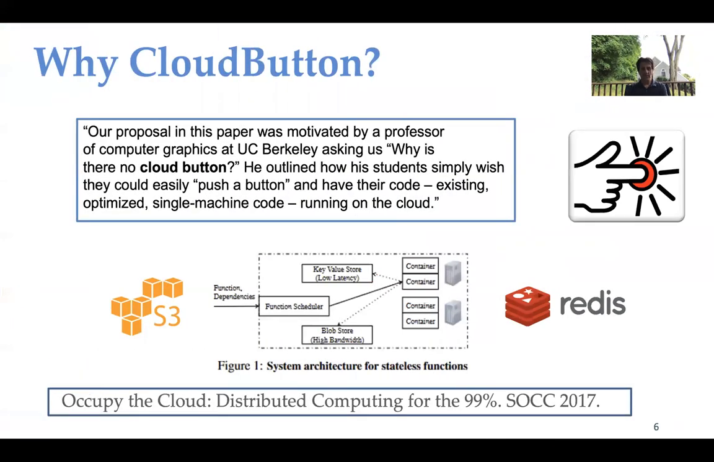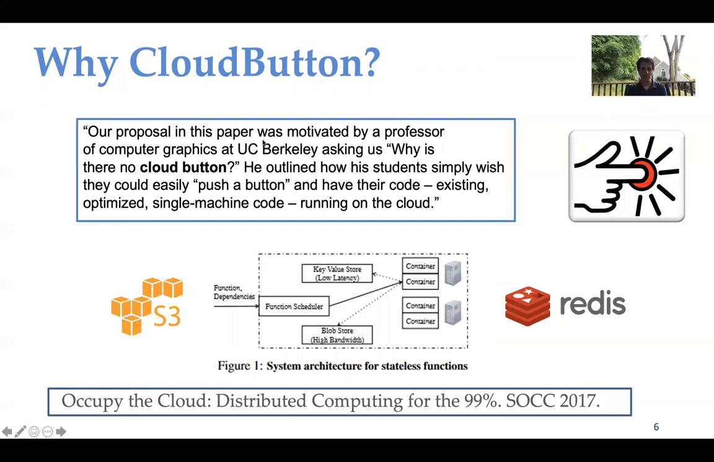To understand why CloudButton, we must refer to a paper that really inspired us to create the project. It's this Occupy the Cloud paper by Berkeley in 2017. This is really the first system that said that you can use function as a service to launch thousands of embarrassingly parallel tasks. And they demonstrated that map-reduce models could be executed efficiently on top of serverless functions and cloud object storage. But we pay attention to this phrase that they have in their paper.